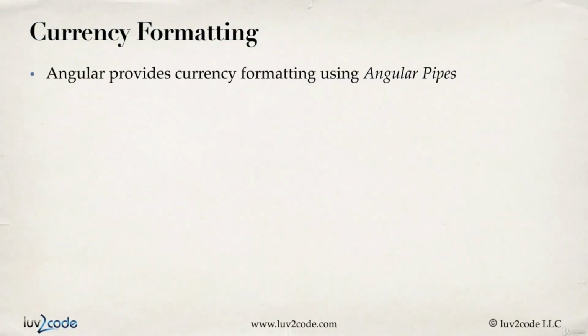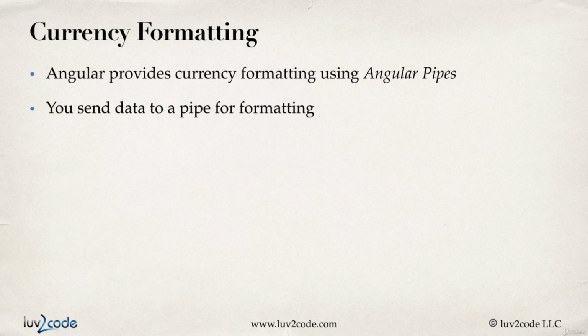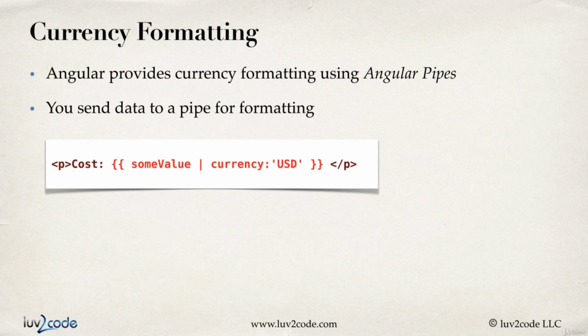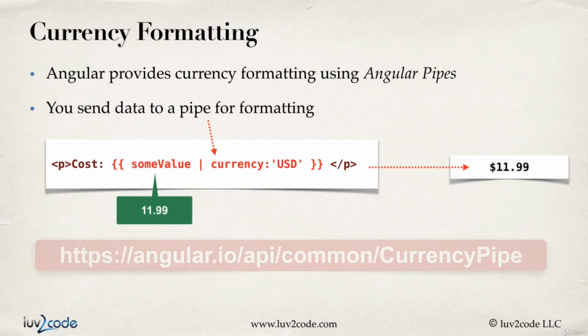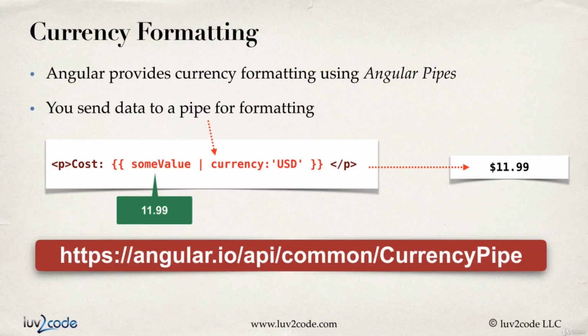Angular provides currency formatting using Angular pipes. So basically you send data to a pipe for formatting. As an example here, we have this cost and then some value. Let's say, for example, the value is $11.99. Then we can pipe it through the currency pipe for US dollars. This will give us the output of $11.99 with the US dollar symbol. Now, if you'd like to get more details on the currency pipe as far as other formats and so forth, you can go to the link here on the slide.